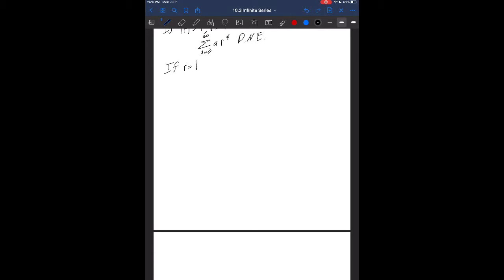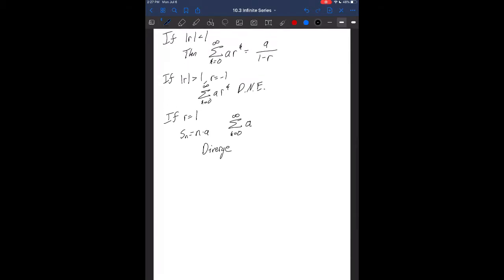So if r equals 1, our partial sum where we add up the first n elements is just going to be a plus a plus a plus a plus a. So the partial sum is just going to be n times a, because I'm looking at this infinite series from k equals 0 to infinity of a. Well, this is going to keep growing bigger and bigger and bigger as I keep plugging in larger and larger n values, and so this is going to diverge.